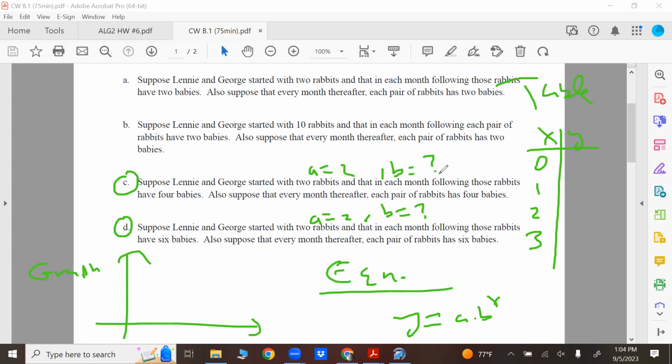So after 1 month, how many rabbits? Yeah, and each one following each other. And each one following those rabbits has babies. Yeah, so 0.